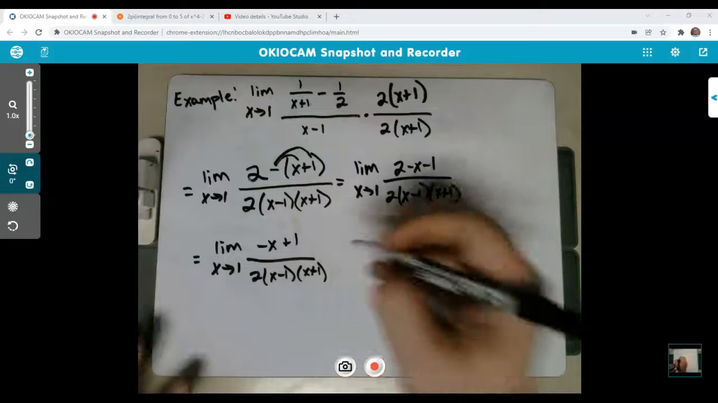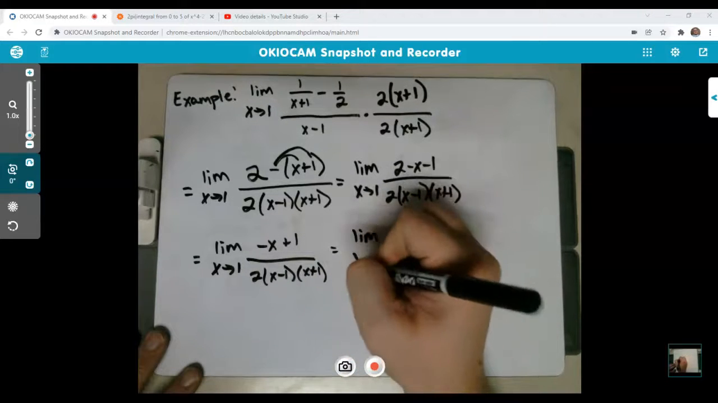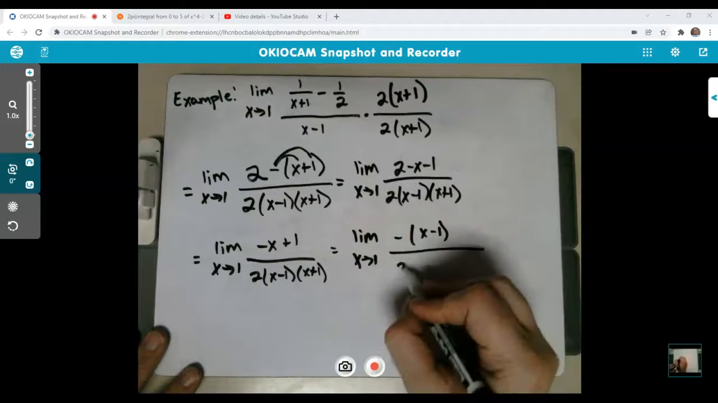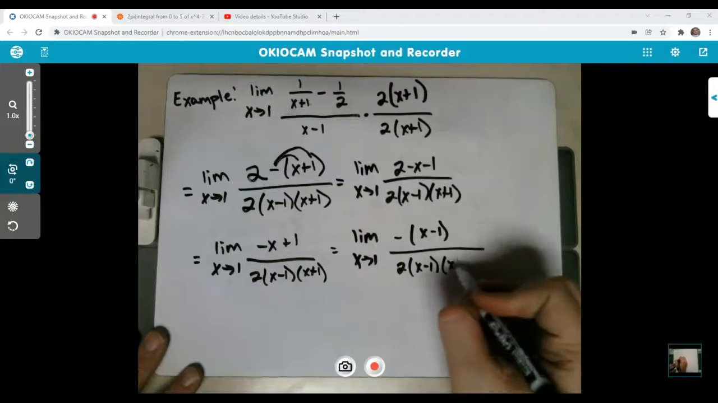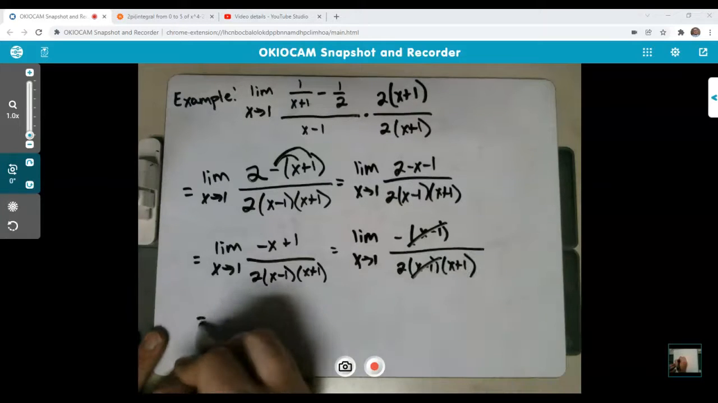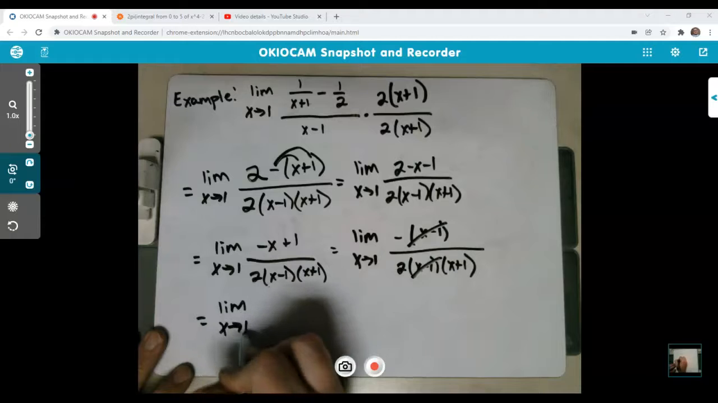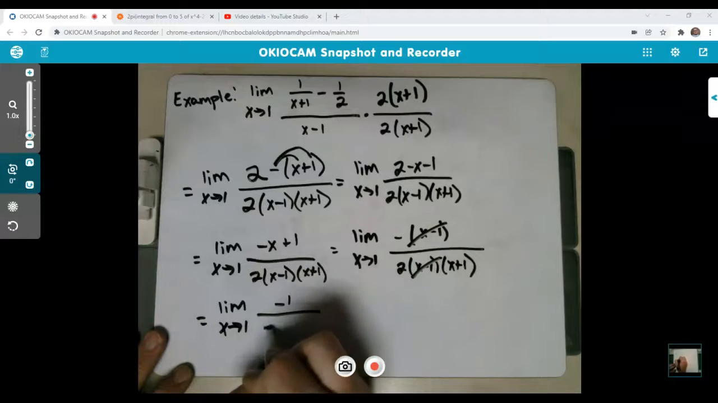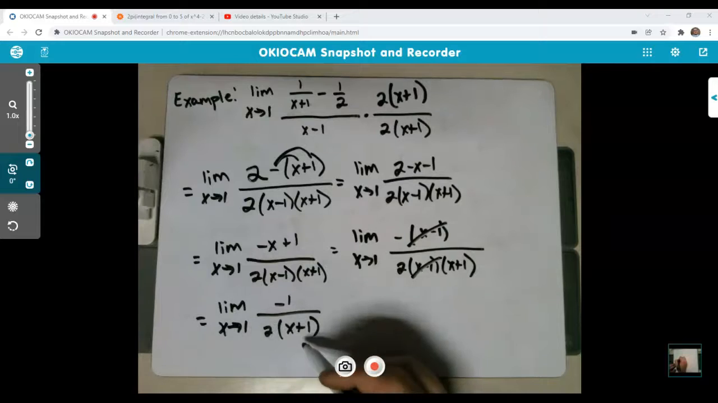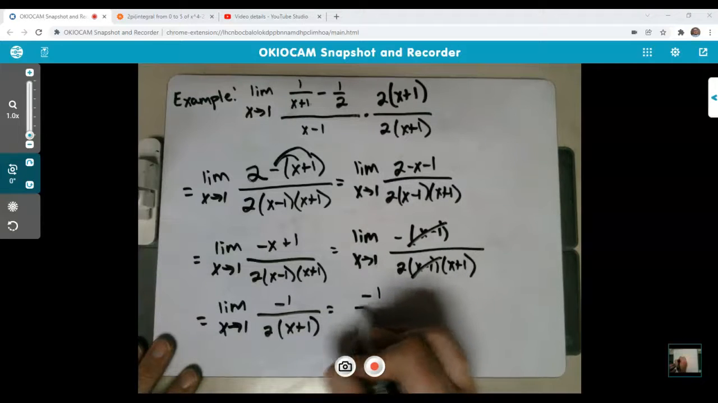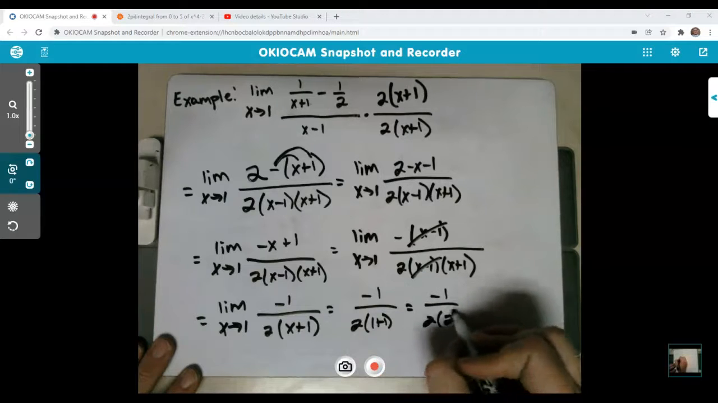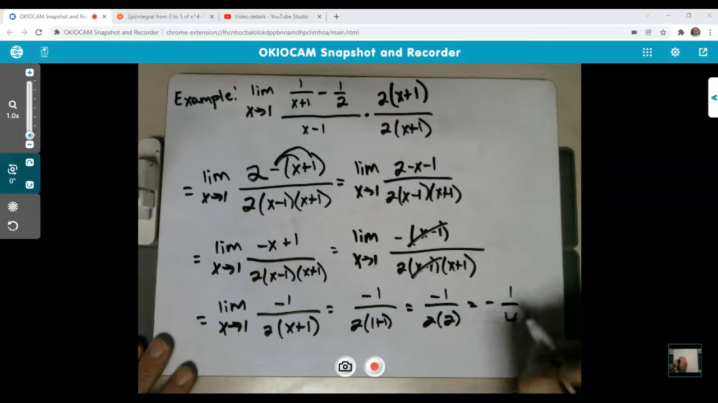So what I can do is factor out a negative, which will make it x minus 1. And the reason I would want to do that is because now they do match up, so I can cancel those out. So that's the limit as x approaches 1 of negative 1 over 2 times x plus 1. And now I can plug in the 1. So plug in the 1, negative 1 over 2 times 1 plus 1, negative 1 over 2 times 2, 2 times 2 is 4, so that's negative 1/4.